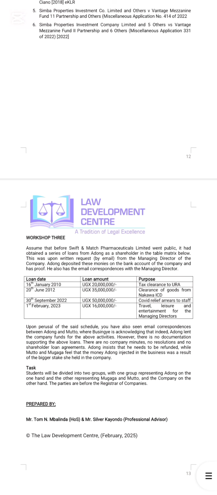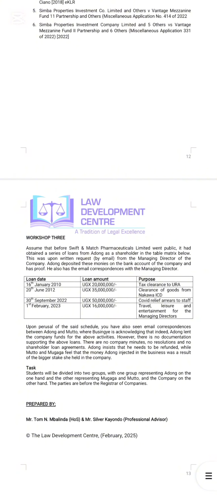Then when we go to workshop 3, assume that before Swift and Match Pharmaceuticals Limited went public, it had obtained a series of loans from Adong as a shareholder in the table matrix below. This was upon written request from the managing director of the company. Adong deposited these monies on the bank account of the company, and as proof, he also has the email correspondence with the managing director. Upon perusal of the said schedule, you have also seen email correspondences between Adong and the managing director, where he is acknowledging that indeed Adong lent the company funds for the above activities.